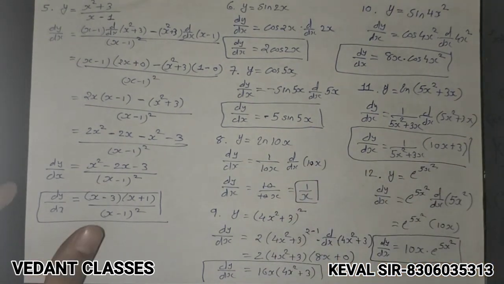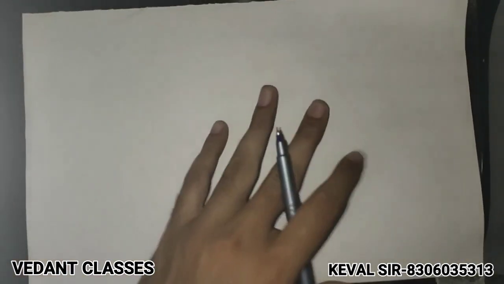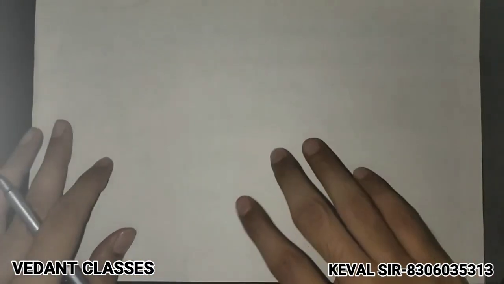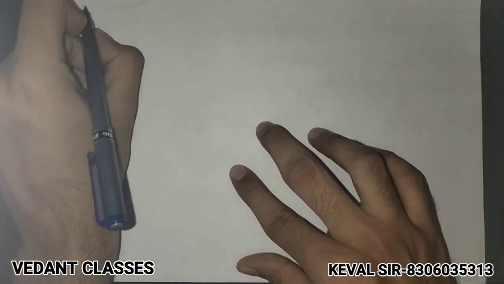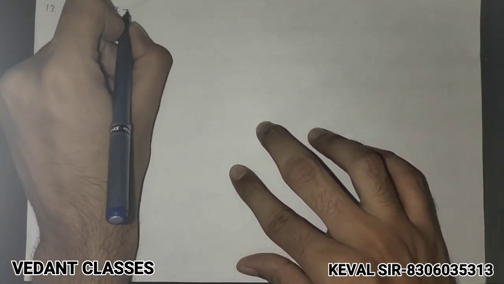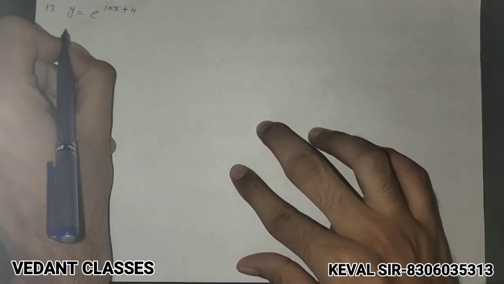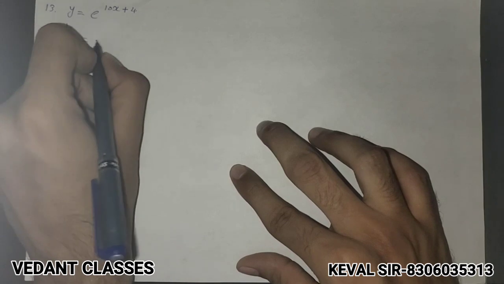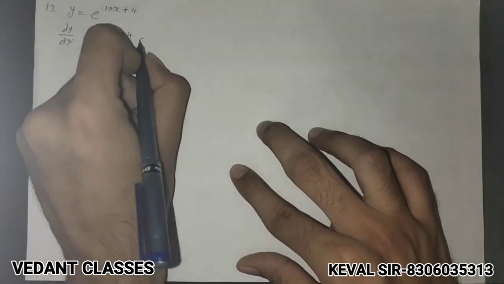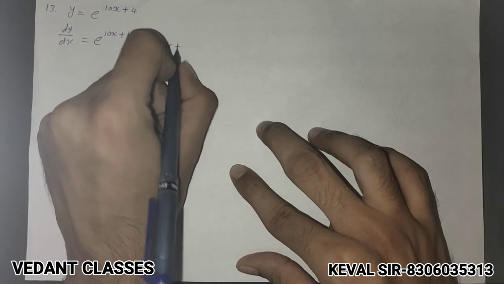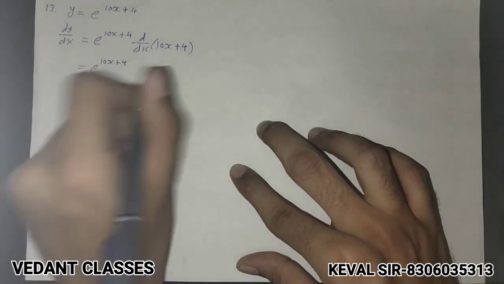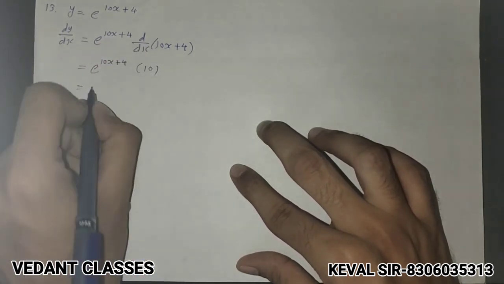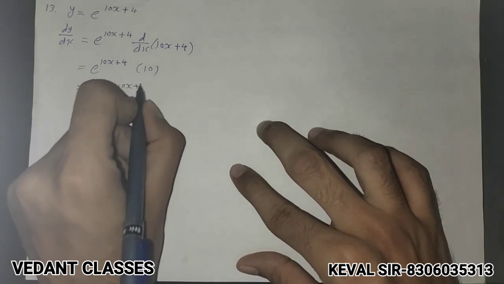That's all. Few more questions. Let's see the next one. Y is equal to e raised to 10x plus 4. Okay, so dy by dx, it will be e raised to 10x plus 4, and the derivative of 10x plus 4. So this will be e raised to 10x plus 4, and for this the derivative will be 10. So the answer is 10 e raised to 10x plus 4.